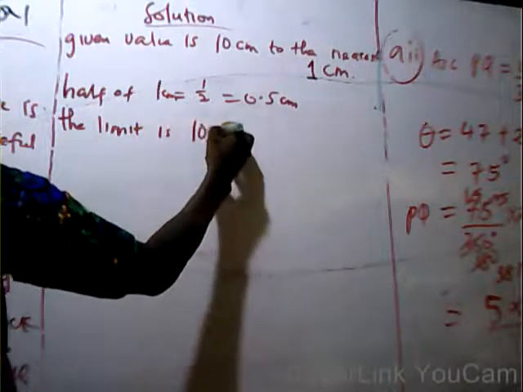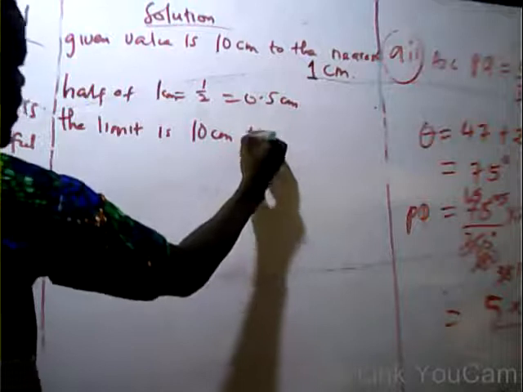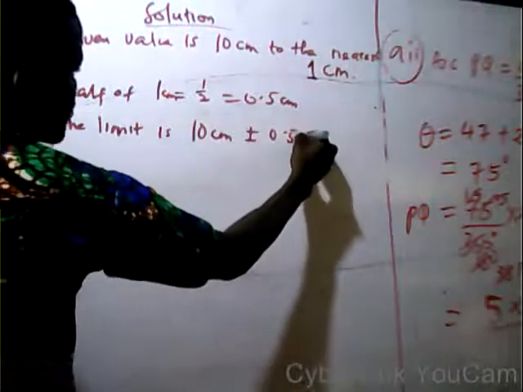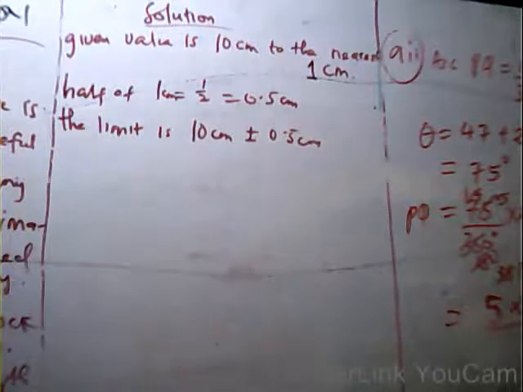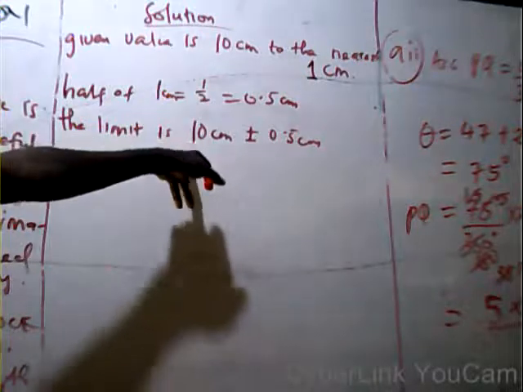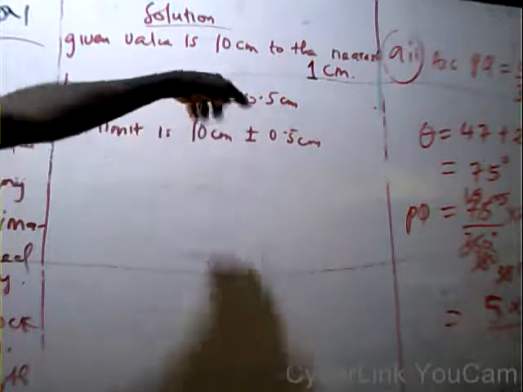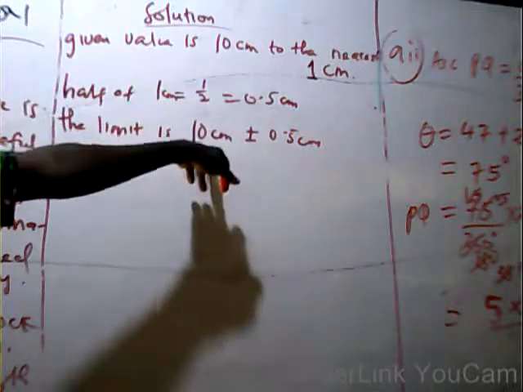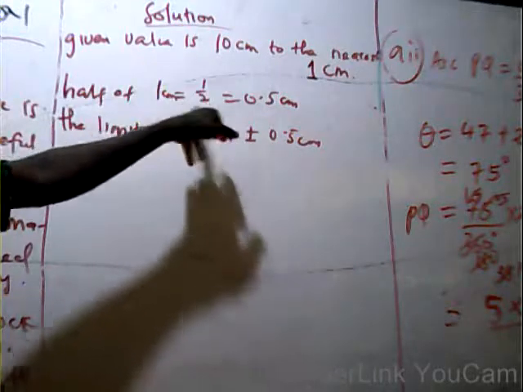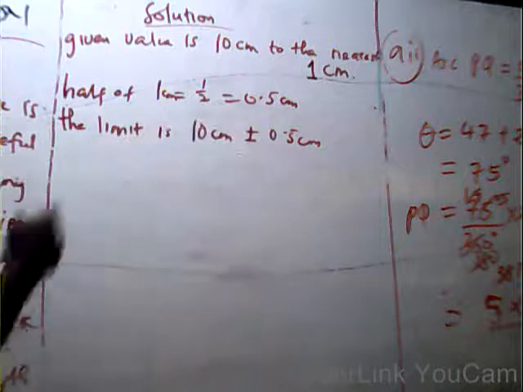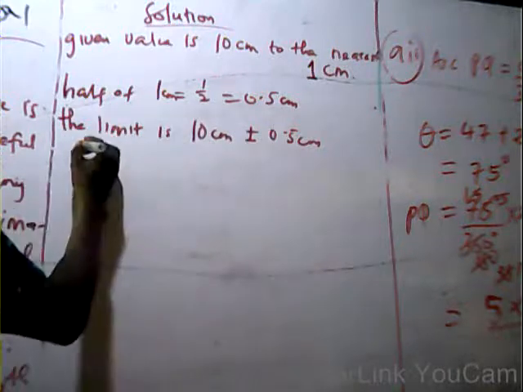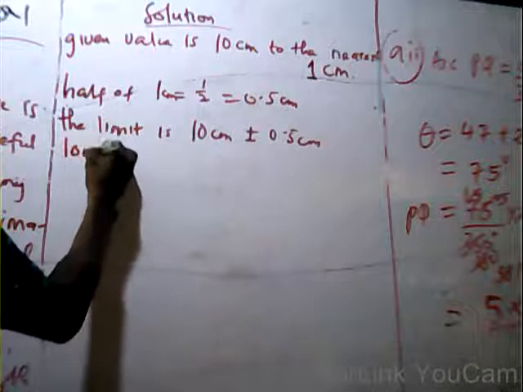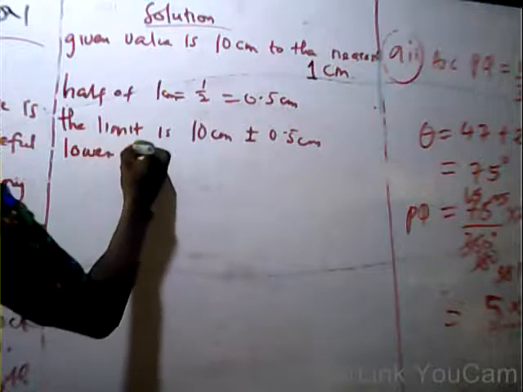10 centimeter plus or minus 0.5 centimeter. Which means you either deduct 0.5 from that 10, since the value is approximated to the nearest centimeter. So half of that centimeter is 0.5, which means you either add that 0.5 or you deduct it. When you do that, you have what you call the lower limit, which is the lower bound.